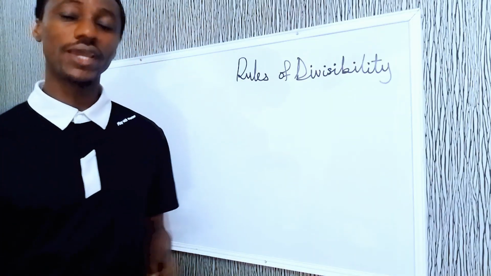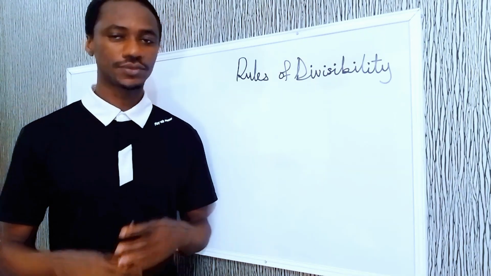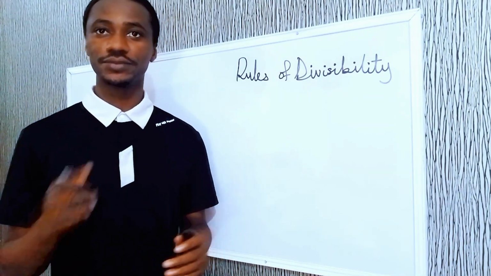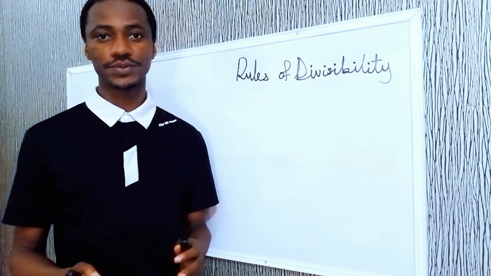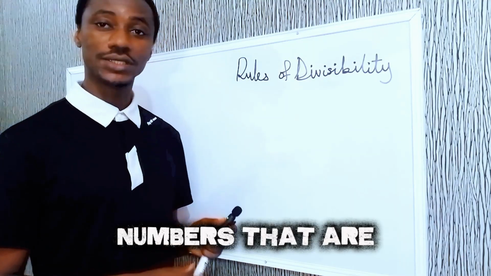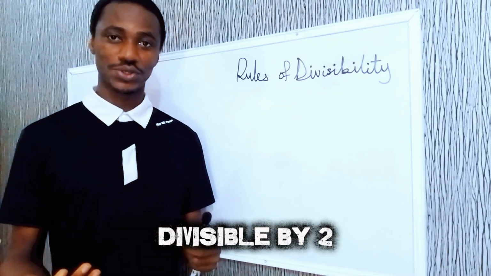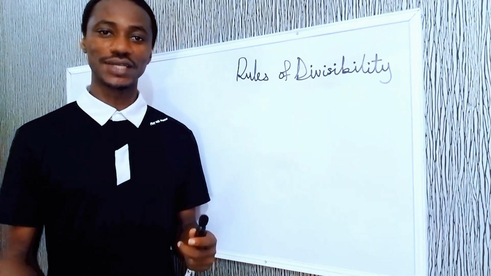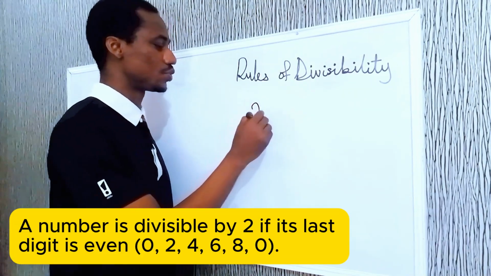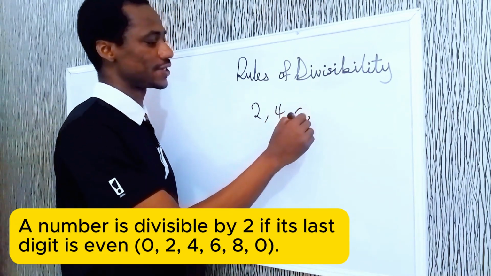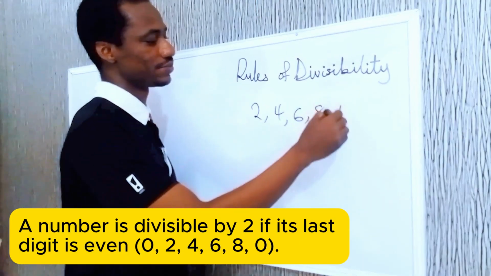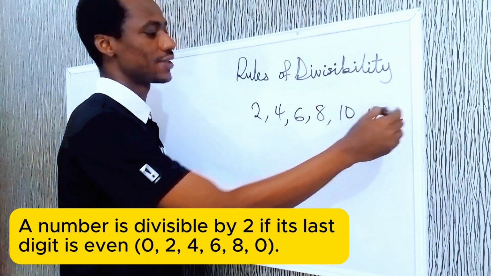So how do we know a number is divisible by 2? And that's very easy. Remember the definition of even numbers. Even numbers are numbers that are divisible by 2. And those numbers are 2, 4, 6, 8, 10, 12, and so on.